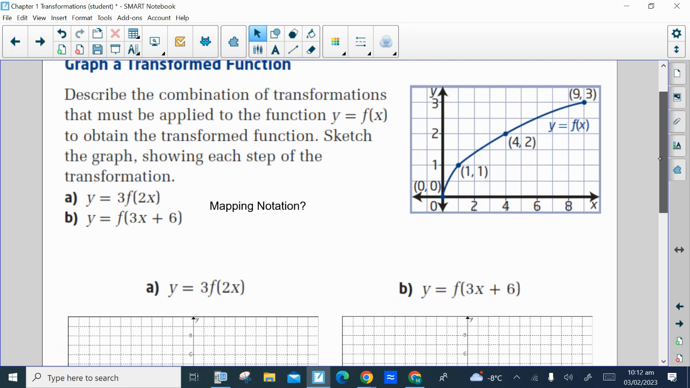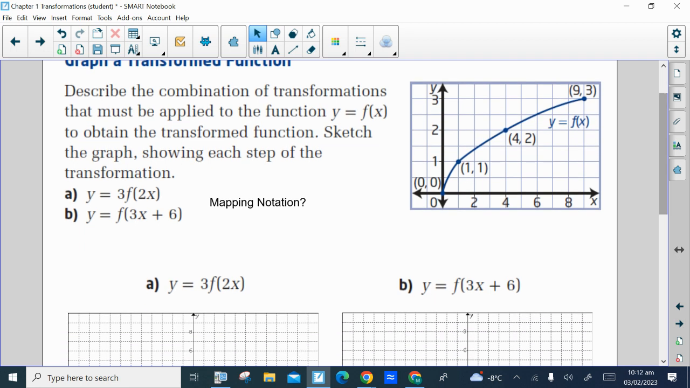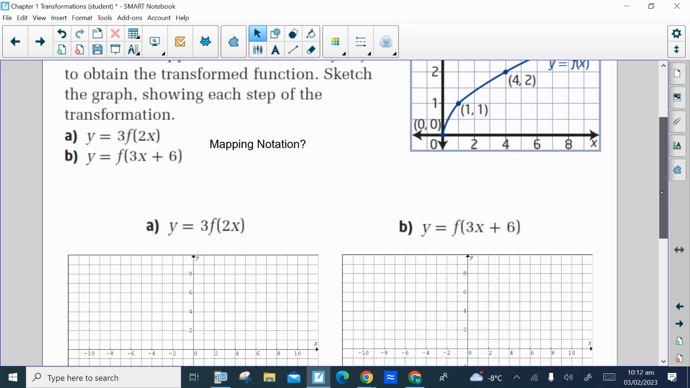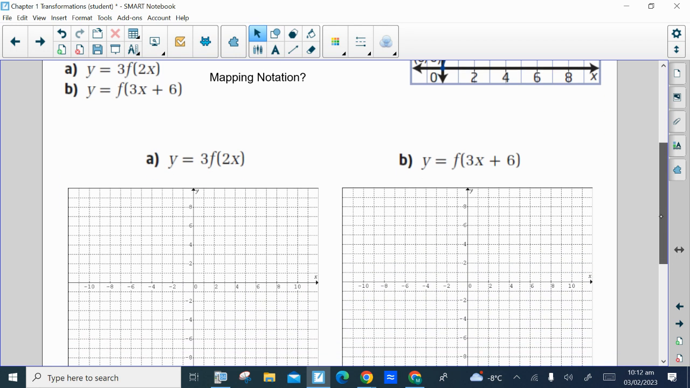So this first example, we're asked to describe the combination of transformations that must be applied to y equals f of x to obtain the transformed function. We'll sketch the graph showing each step and also do a mapping notation. So we're going to start with that function, but notice there's no equation given. It's just y equals f of x. And we want to transform it to 3 times f of 2x.